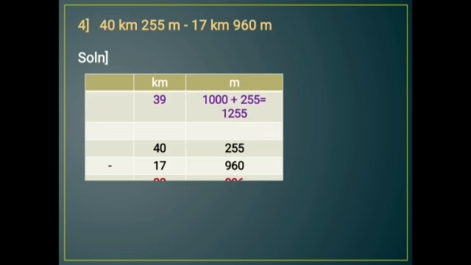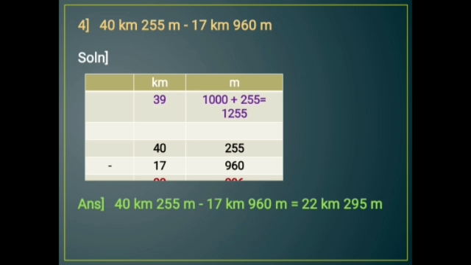We will draw the two columns. 255 minus 960 we cannot do, so we will borrow from kilometer, that is 40 kilometer becomes 39. So 1 kilometer is 1000 meter. 1000 plus 255 is 1255 minus 960. So the answer is 295, and 39 minus 17 is 22. So the answer: 40 kilometer 255 meter minus 17 kilometer 960 meter is equal to 22 kilometer 295 meter.